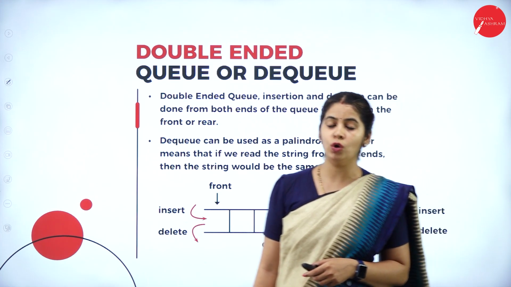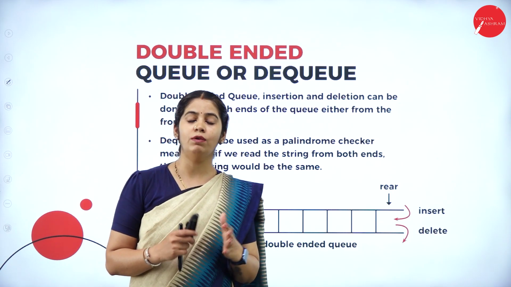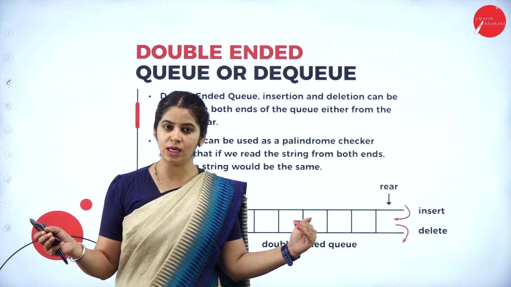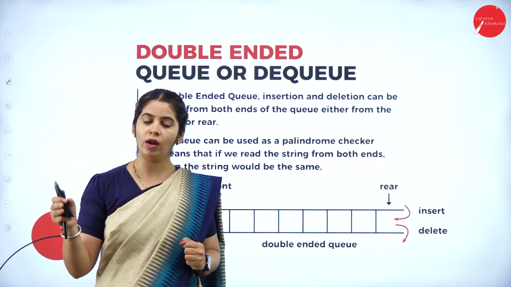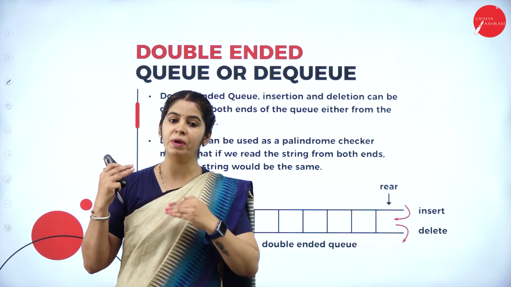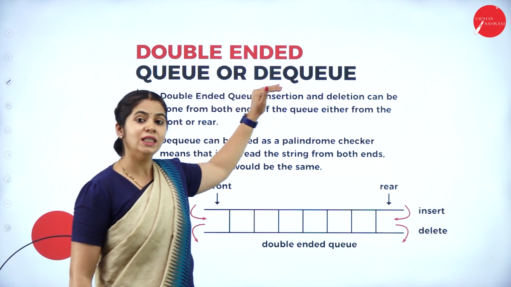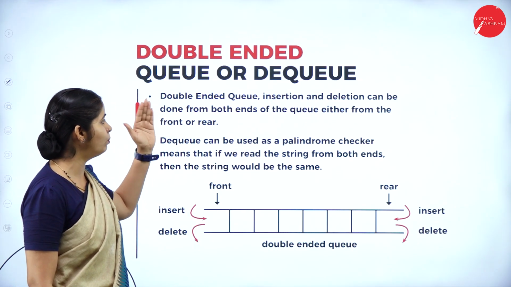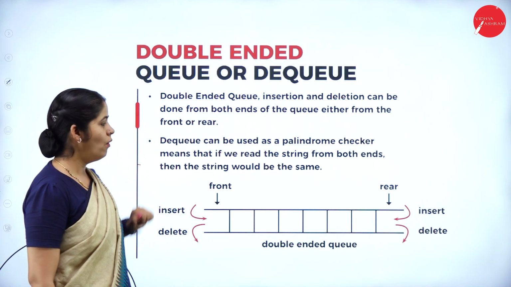Next, one more type of queue we have is the double-ended queue. As the name itself indicates, it is open at both sides of the queue. That means you can insert or delete at one end, the rear end, or you can insert or delete at the front end also. Both operations can be done at both sides of the queue. That is called a double-ended queue or DEQ. In a double-ended queue, insertion and deletion can be done from both the ends, either from the front end or the rear end.